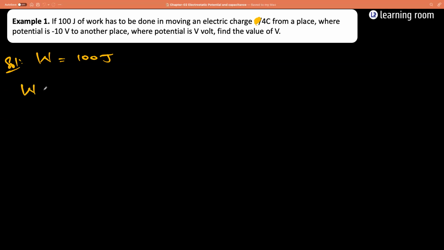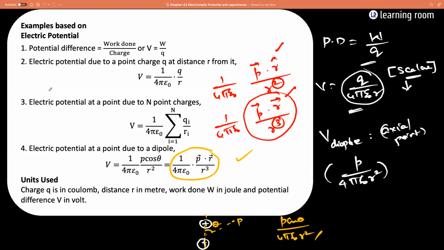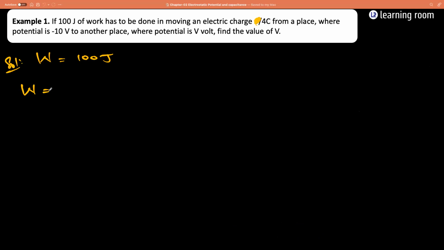So what is work done equal to? If you go back to the previous slide, potential difference is work done by Q. So what will work done be? Work done will be equal to Q into V. So can I say work done is equal to the charge multiplied by V2 minus V1? Why did I write it like this?